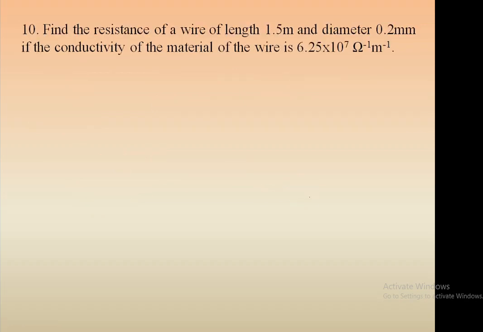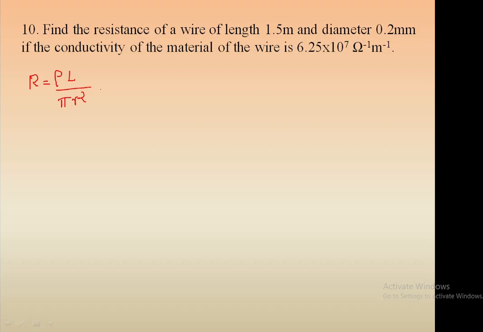The next one: find the resistance of a wire of length 1.5 meter and a diameter 0.2 millimeter if the conductivity of the material of the wire is 6.25 × 10^7 per ohm per meter. Here we have to find the resistance. We know the expression for the resistance R is equal to rho into L by A. Here A is pi r square.